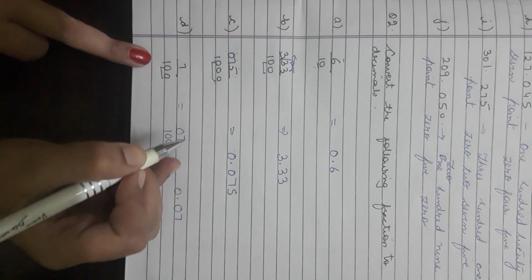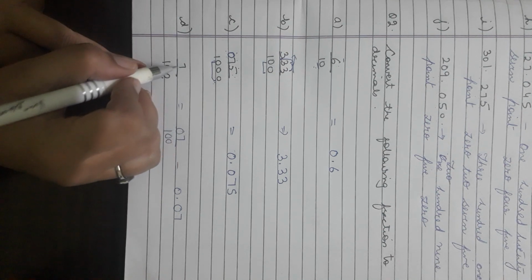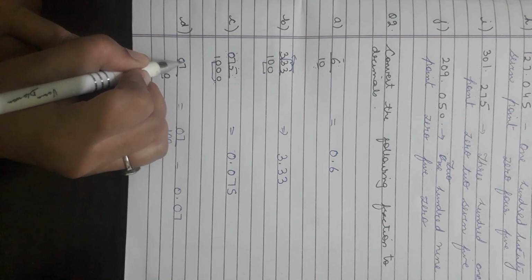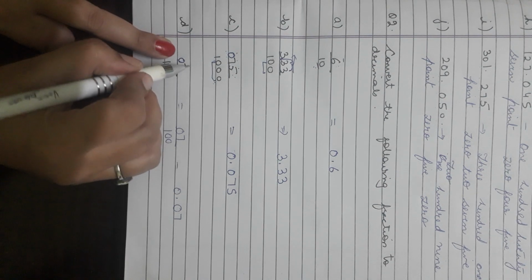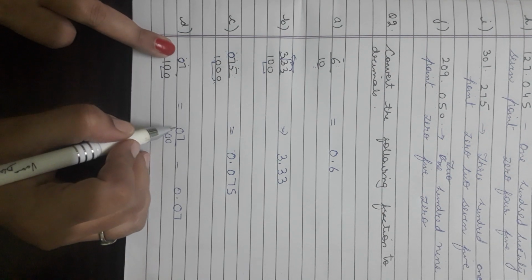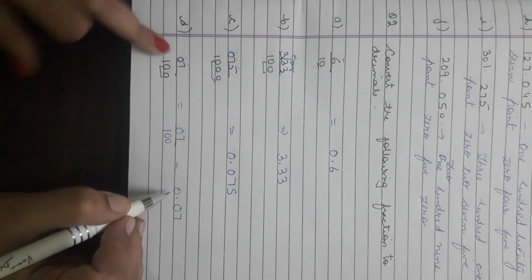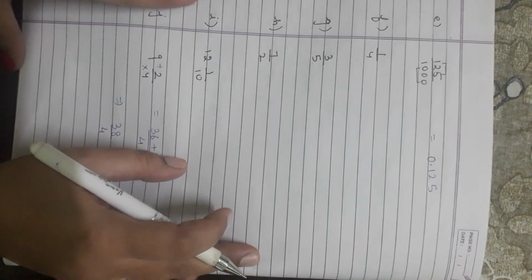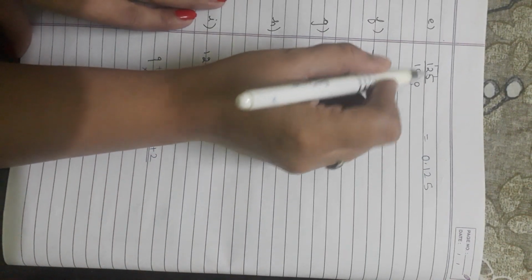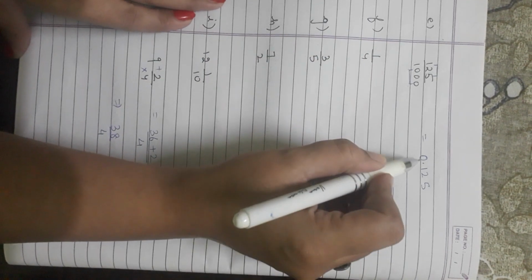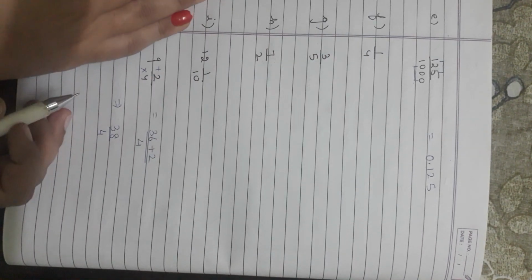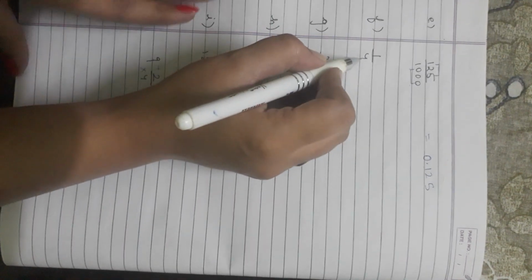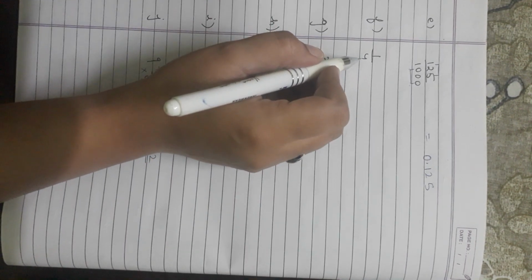Similarly the D part here is 7 by 100. We are having here 2 zeros but above only 1 number is there. So we will put 1 zero before. So now 1 and 2. So where we will put the decimal? Before 0. So it becomes 0.07. Similarly, we will do the E part. Here 3 numbers and 3 zeros. So it becomes 0.125.